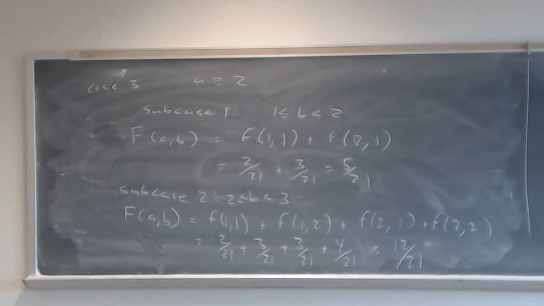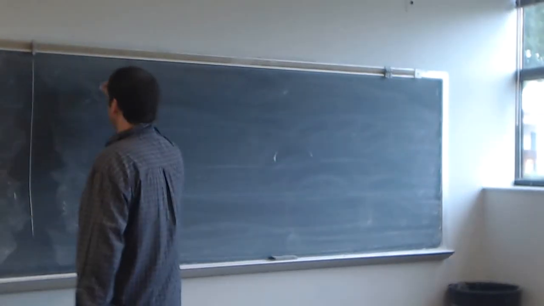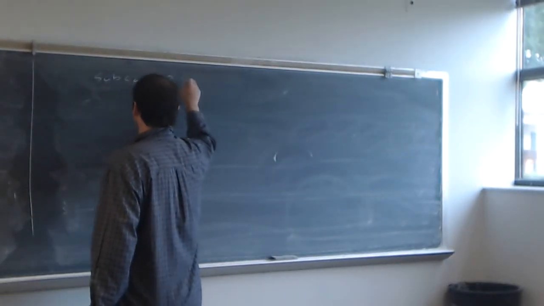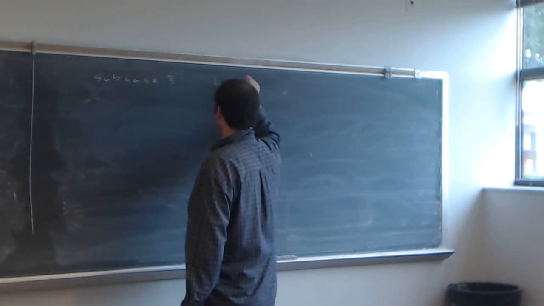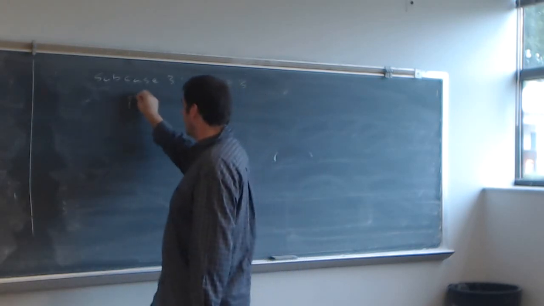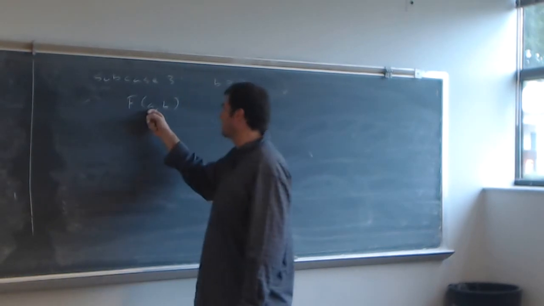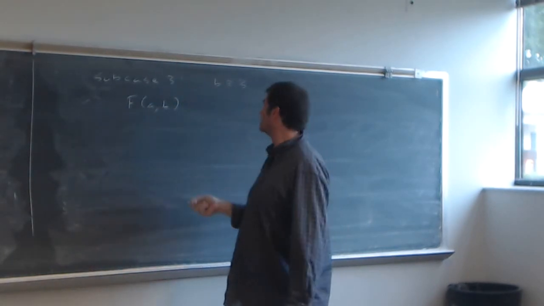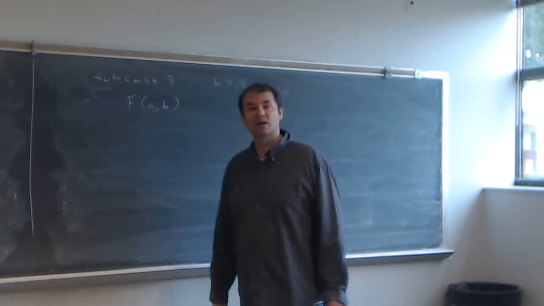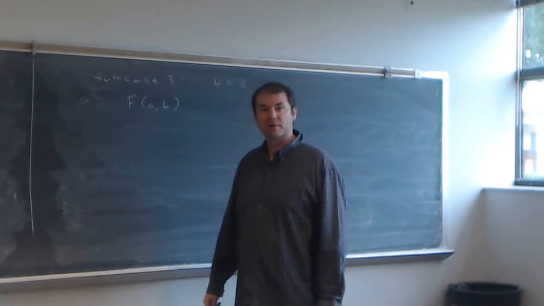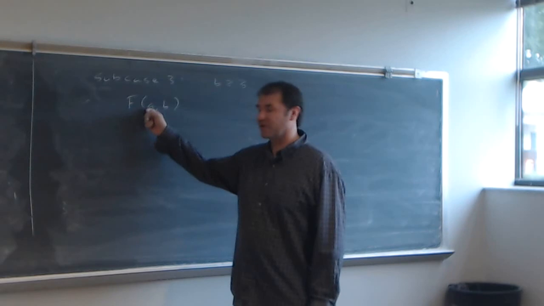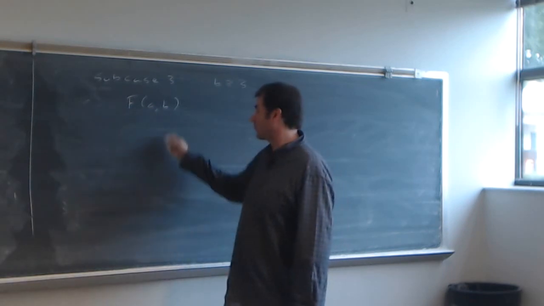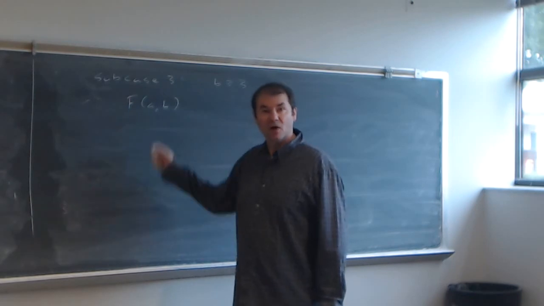So for the last subcase, the last subcase is where b is greater than or equal to 3. And so F of (a, b), let's think about this. So a is bigger than 2, say 2.3. b is bigger than 3, say 3.7. We want to know the probability that big X is less than or equal to 2.3 and big Y is less than or equal to 3.7. But all the output values for X, 1 or 2, are less than 2.3. And all the output values of Y, 1, 2, and 3, are less than 3.7.